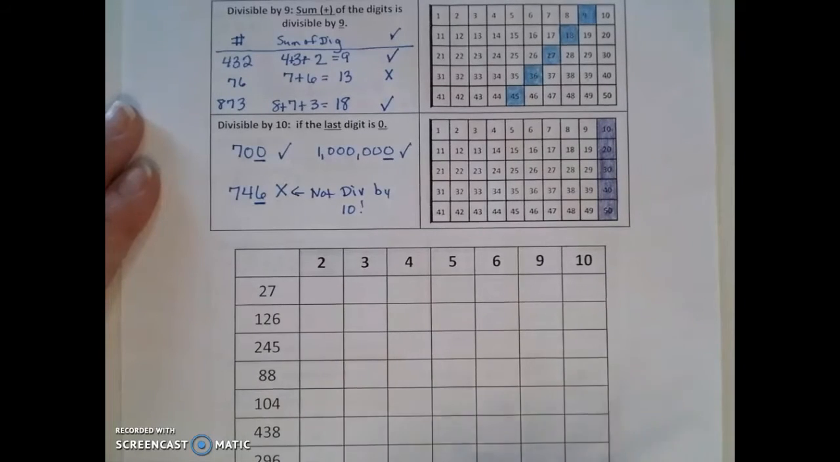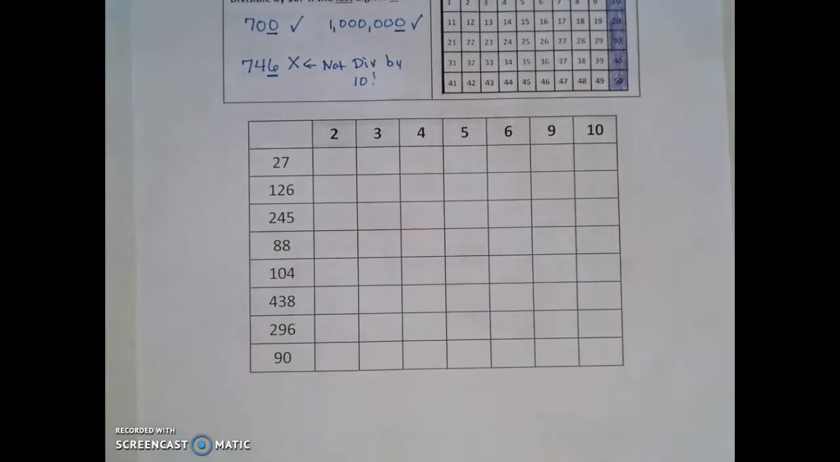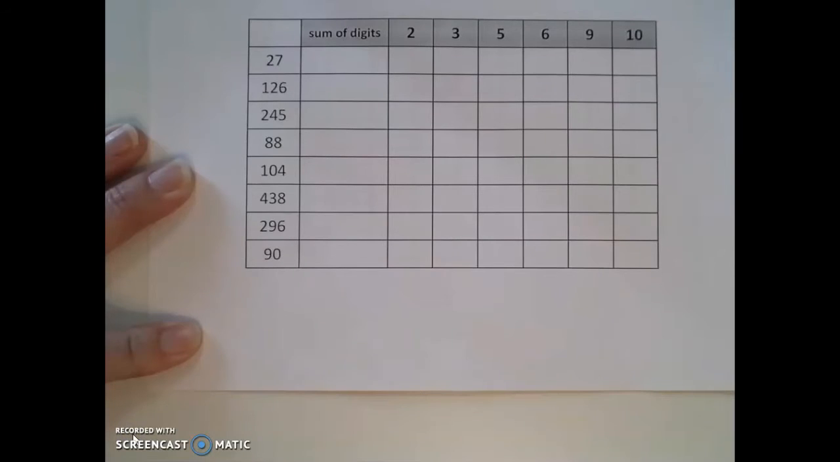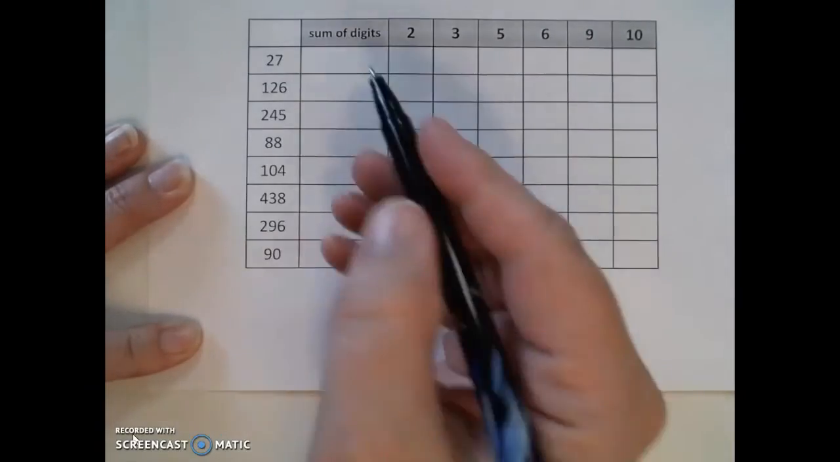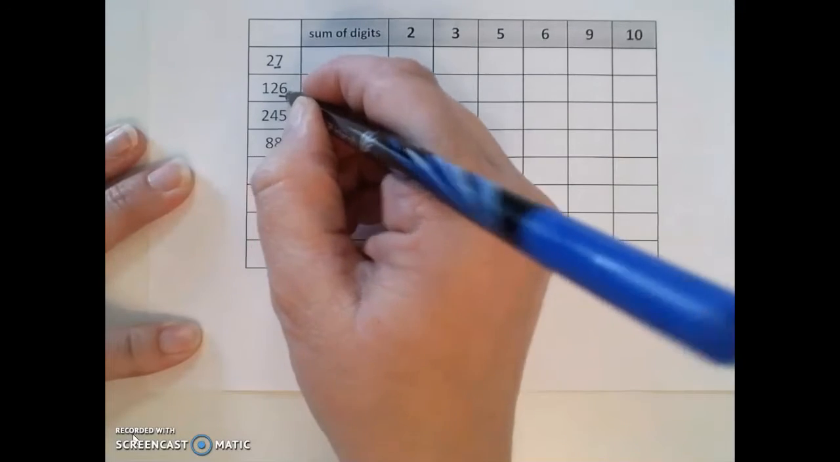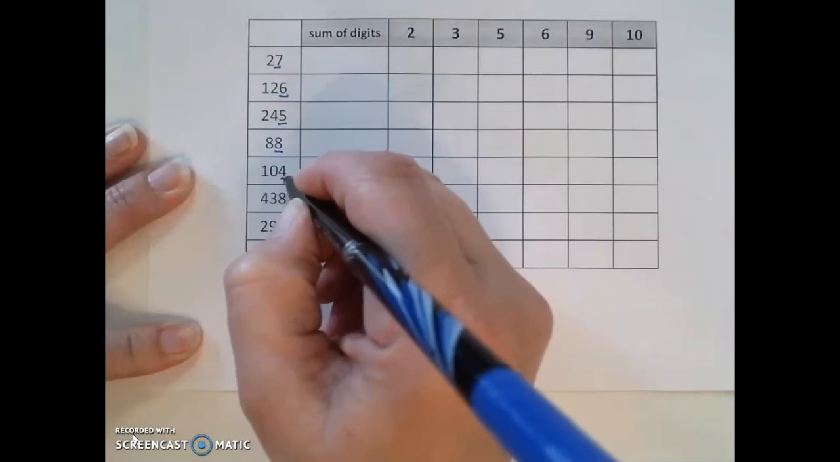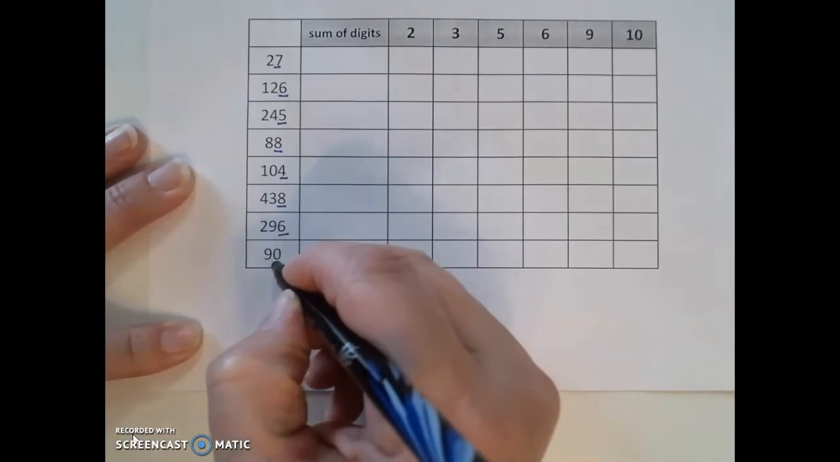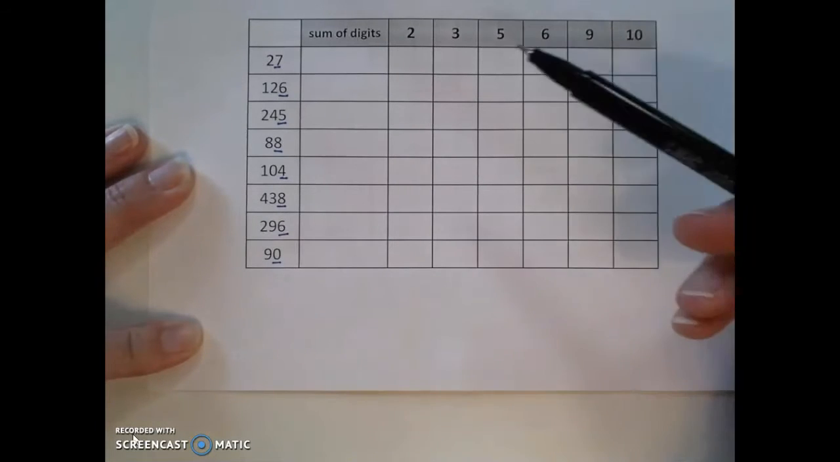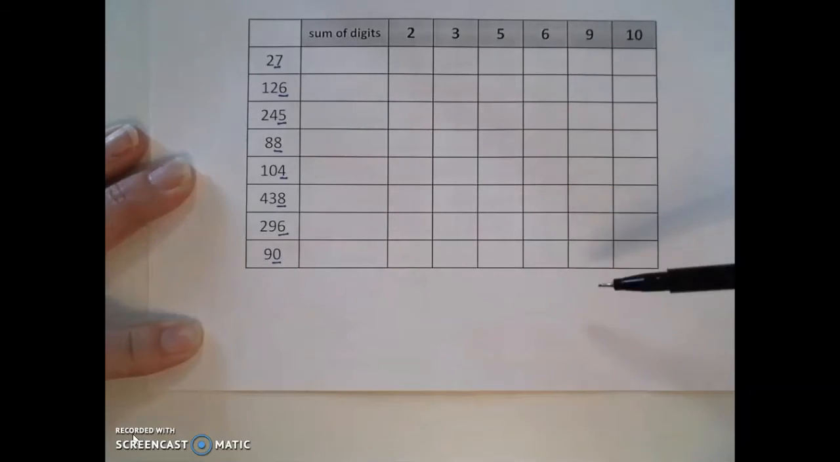Now let's put these rules to practice. Now we're going to practice these divisibility rules that we've talked about. And the first thing we're going to do is underline the last digit in each number. So I'm going to underline the 7 in 27, the 6 in 126, the 5, 8, 4, 8, 6, and 0. And I'm also going to go ahead and do the sum of my digits to help when I get to the 3 column and when I get to the 9 column.